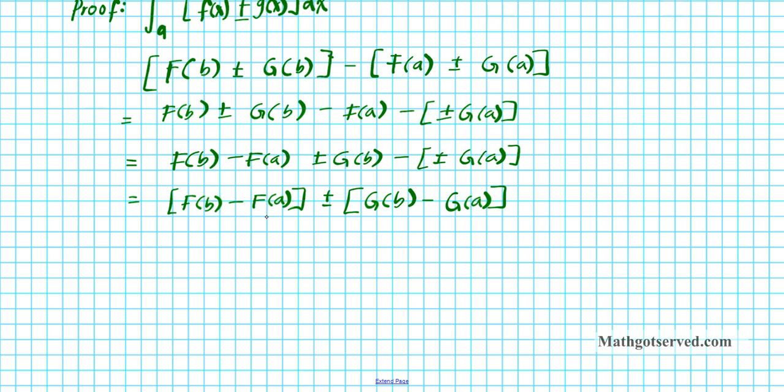Now, let's see. We can now apply FTC part 1 to these two quantities here. So for the first quantity, we'll have the definite integral from a to b of f of x dx, plus or minus the definite integral from a to b of g of x dx. Okay, so that shows that the sum and difference rule for definite integrals is in fact correct. Now let's take a look at four examples applying these rules that we just covered here. All right, so examples.